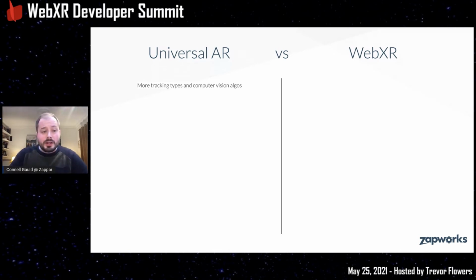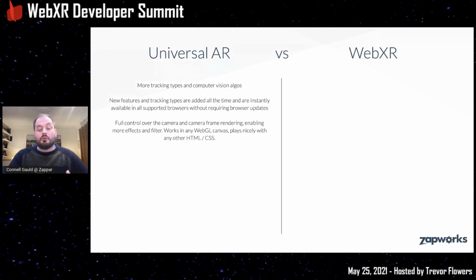So anyway, universal AR has more tracking types and computer vision algorithms than WebXR. And indeed, we're able to add new features and new tracking types very quickly to universal AR, and those will be supported in all of our supported browsers without requiring browser updates. And that's because the technology is just running in the web page. So if we have a new computer vision algorithm we want to deploy, we just add it to the library.